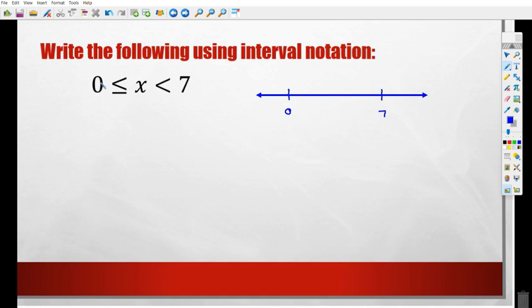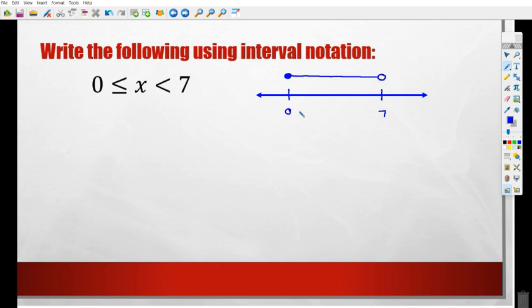So, am I including 0? Yes, I'm including it, because it says x is greater than or equal to 0. And then, am I including the 7? No, so I'm going to put a circle there. We're saying that x is in between these two dots, so what am I going to do? I'm going to connect them. Very good.